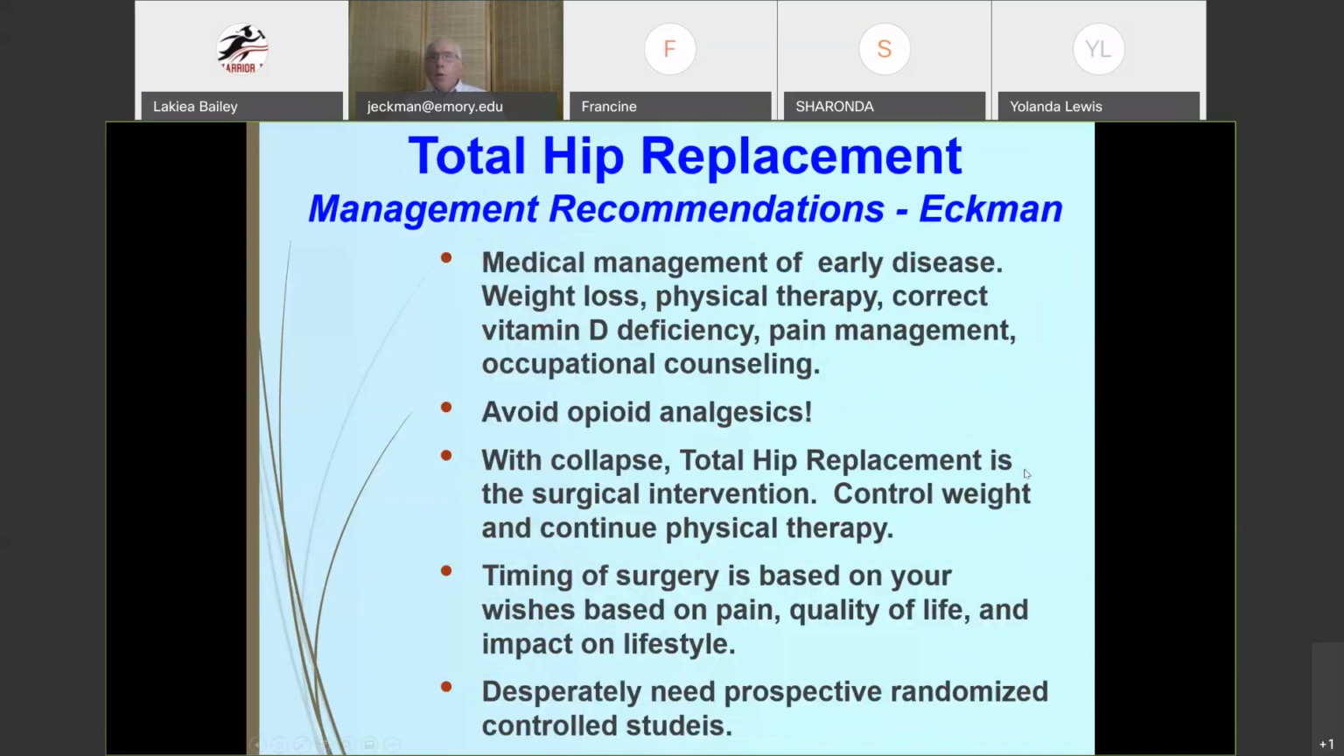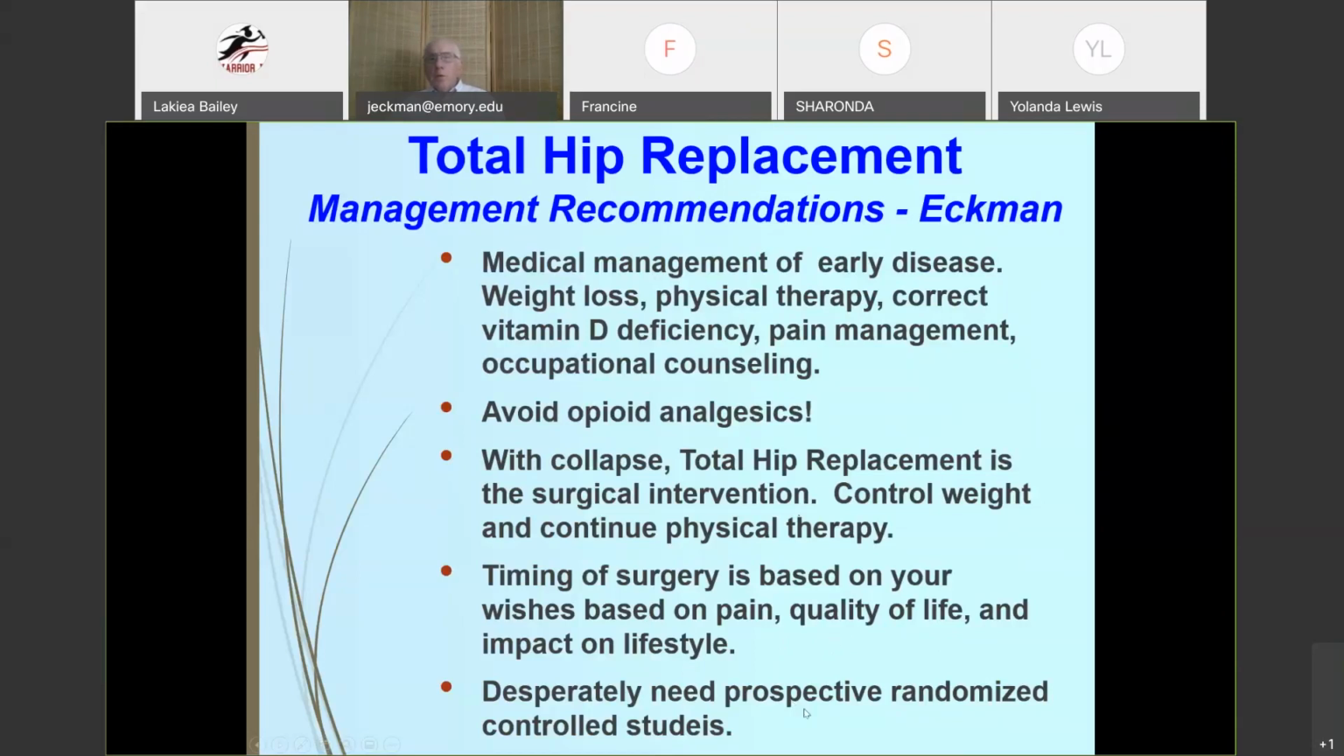With collapse, total hip replacement is a surgical intervention. Again, weight control and continued physical therapy are critical before the surgery and after the surgery. The timing of the surgery is based on your wishes, based on your pain, your quality of life, and how the pain is impacting your lifestyle. And so you really have to be the key driver of the decision making.